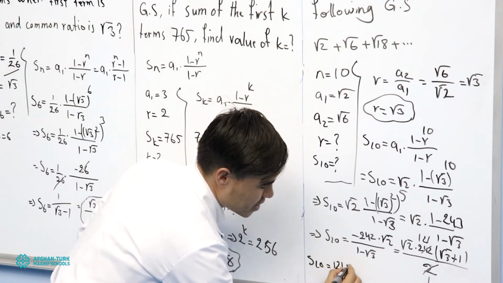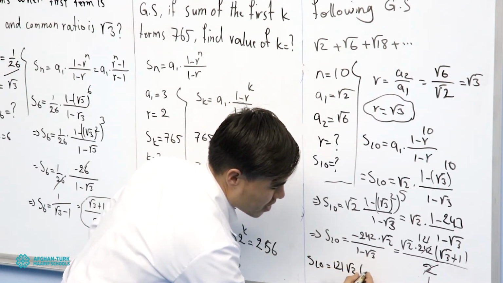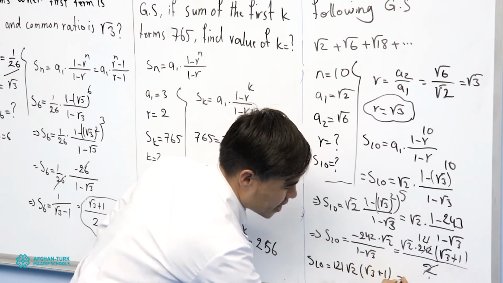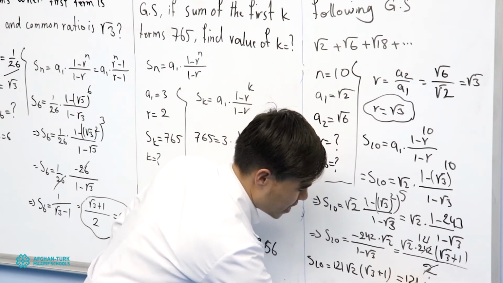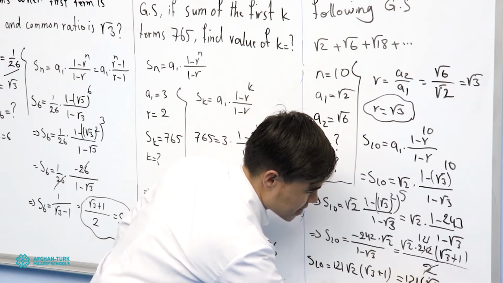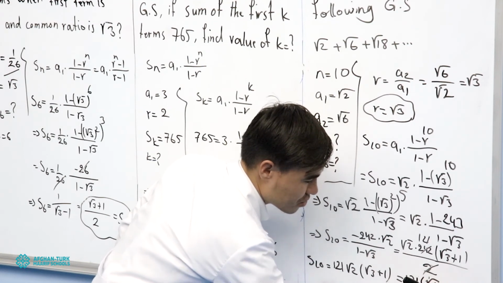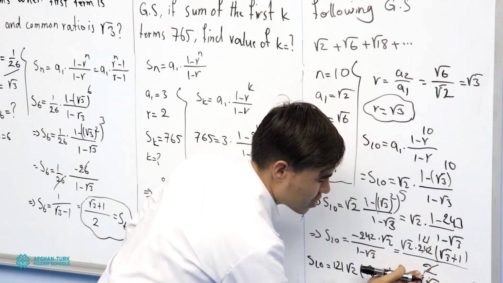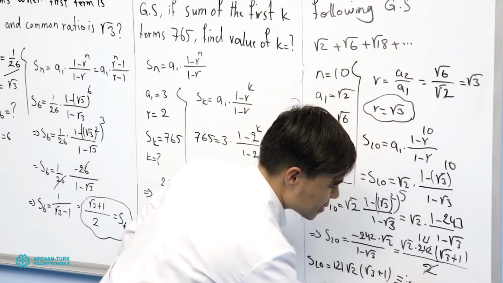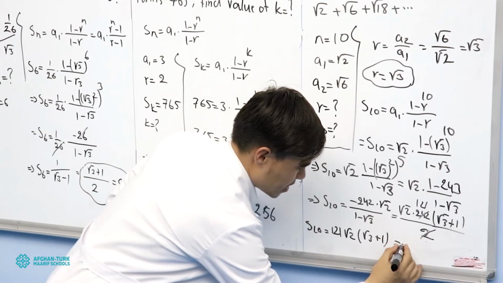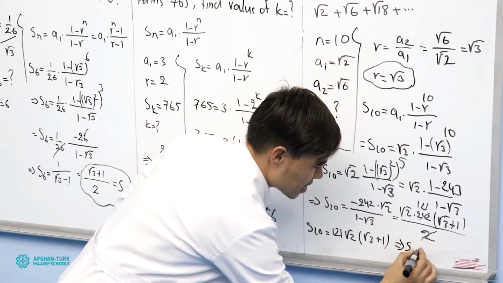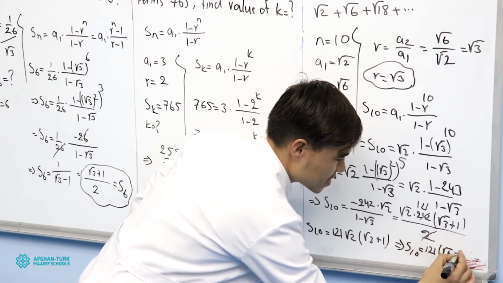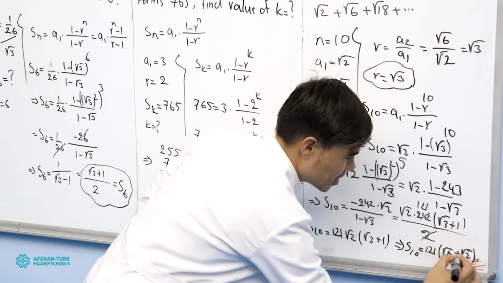121 times square root of 2 times square root of 3 plus 1. Here, 121 times square root of 6 plus square root of 2. This is S10 according to the given details in the example. Here S10 is equal with 121 times square root of 6 plus square root of 2.